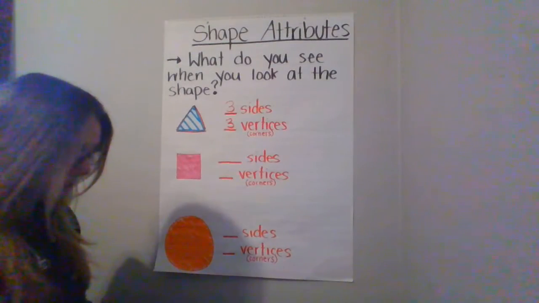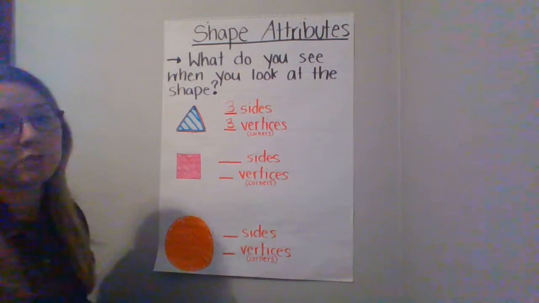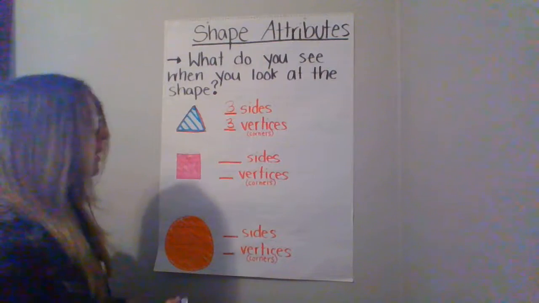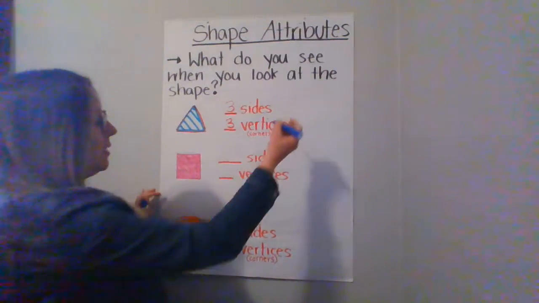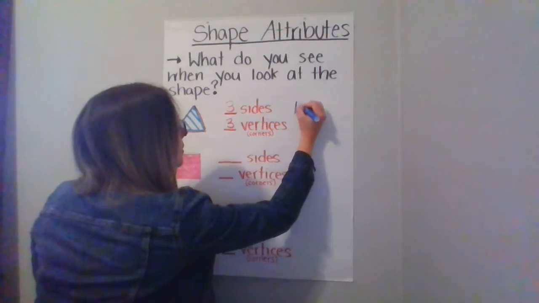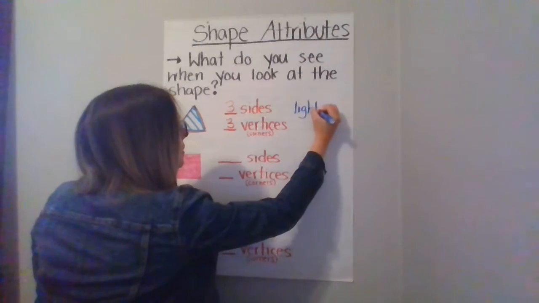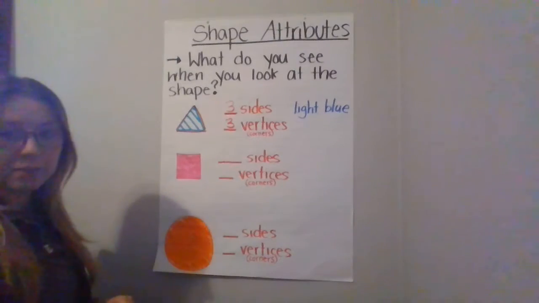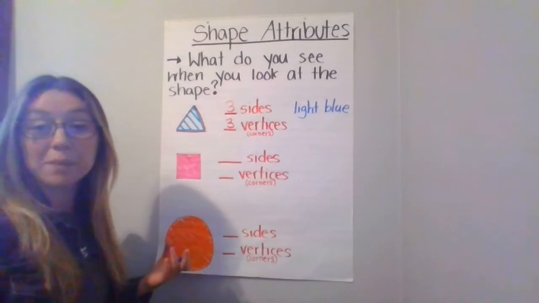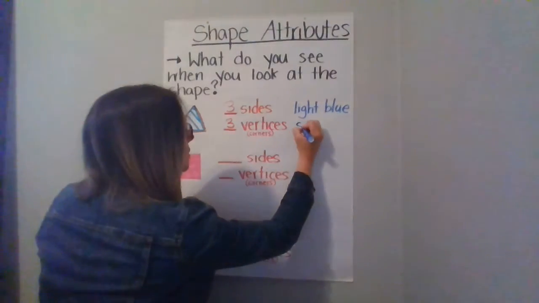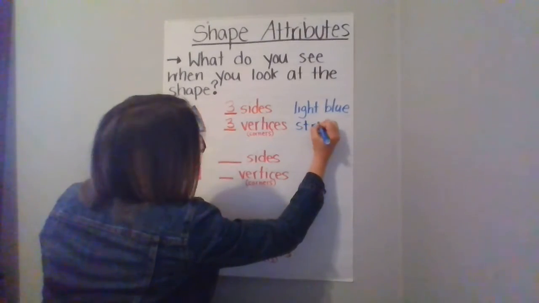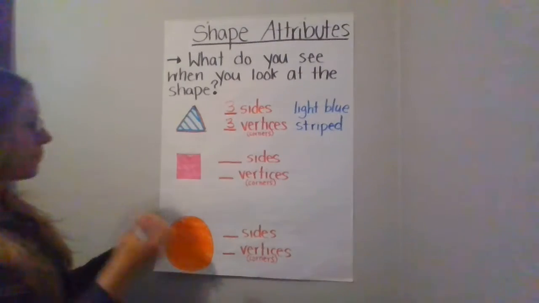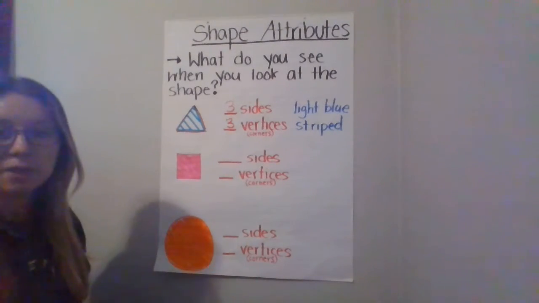Okay, there's some other things that we can say when we're looking at this shape to describe it too. We can tell about its color, about its size. So let's say we see that it is light blue. What else do we see when we look at this one? Yeah, it's striped, right? It has stripes. Okay, let's look at this next one here.